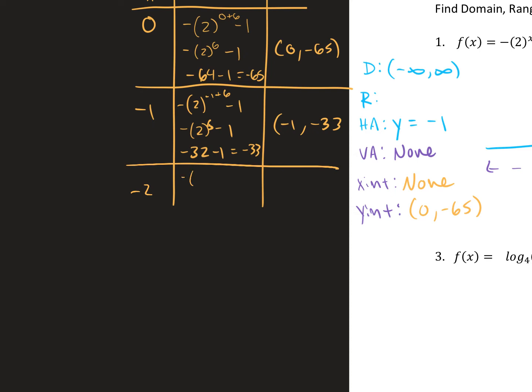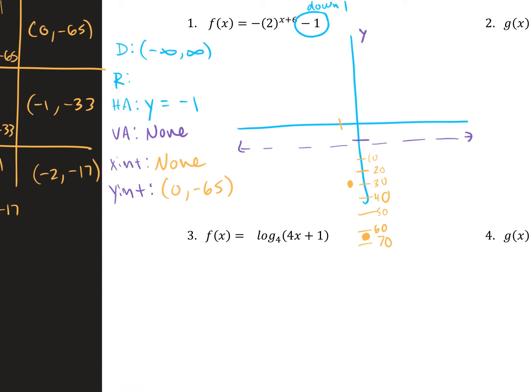So I have negative 2 to the power of negative 2 plus 6 minus 1. So negative 2 to the 4th power. What is 2 to the 4th power? So negative 16 minus 1 would be negative 17. So my point here is negative 2 comma negative 17. So we would go to the left to negative 2, and down negative 17, which would be right there.